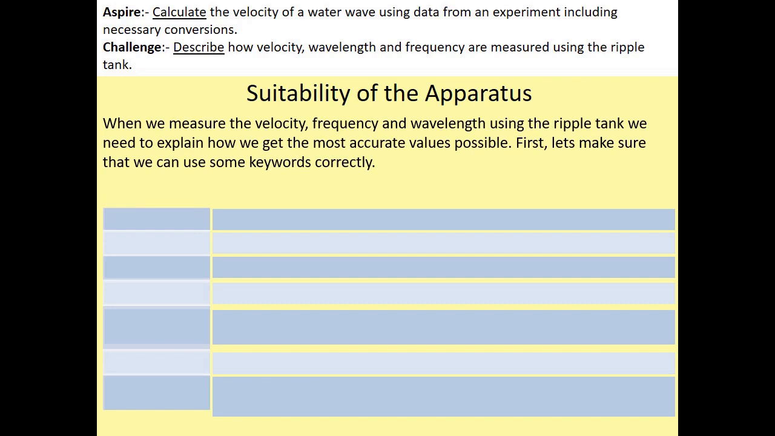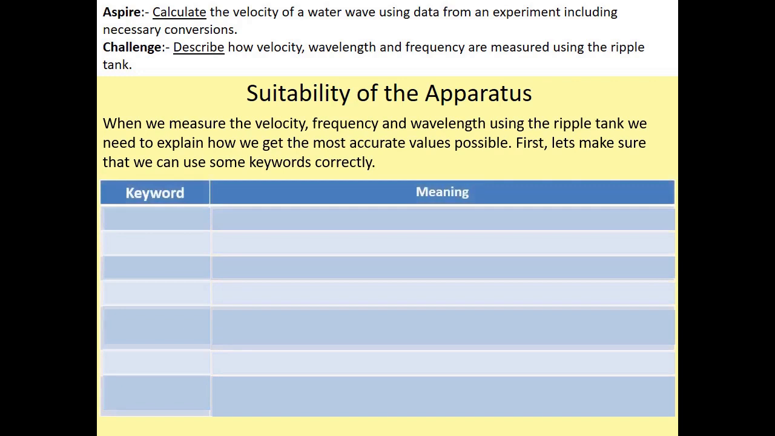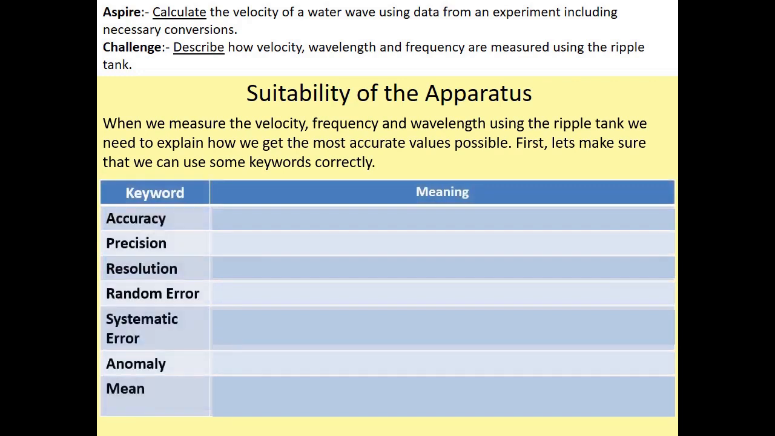So we've got a few keywords about to be revealed. And these are important because they could be asked about any of your practicals in biology, chemistry or physics. They're going to come up quite a lot. So let's try and nail using them properly and understanding exactly what the meaning is. So we've got accuracy, precision, resolution, random error, systematic error, anomaly and mean.